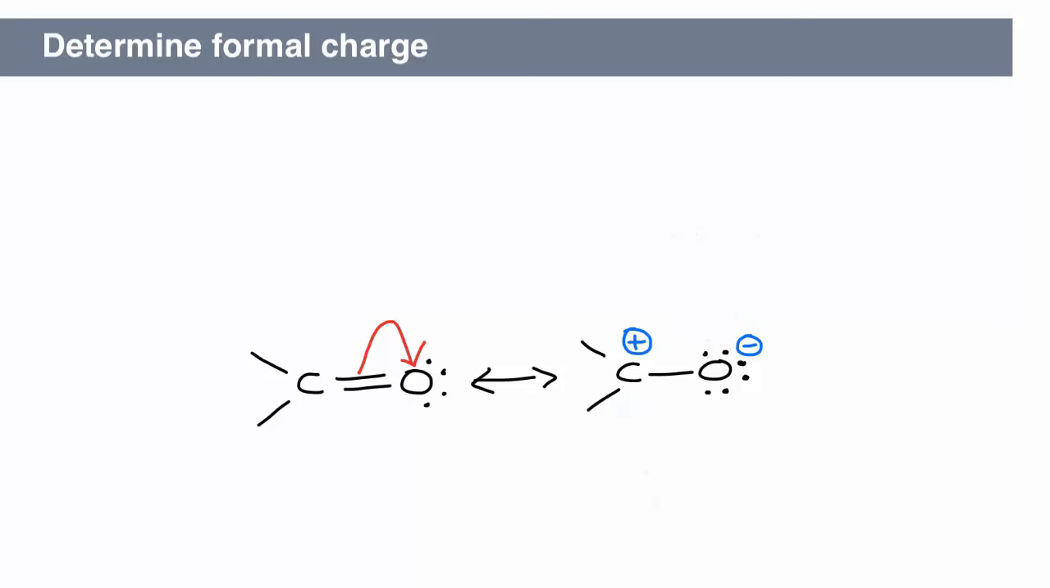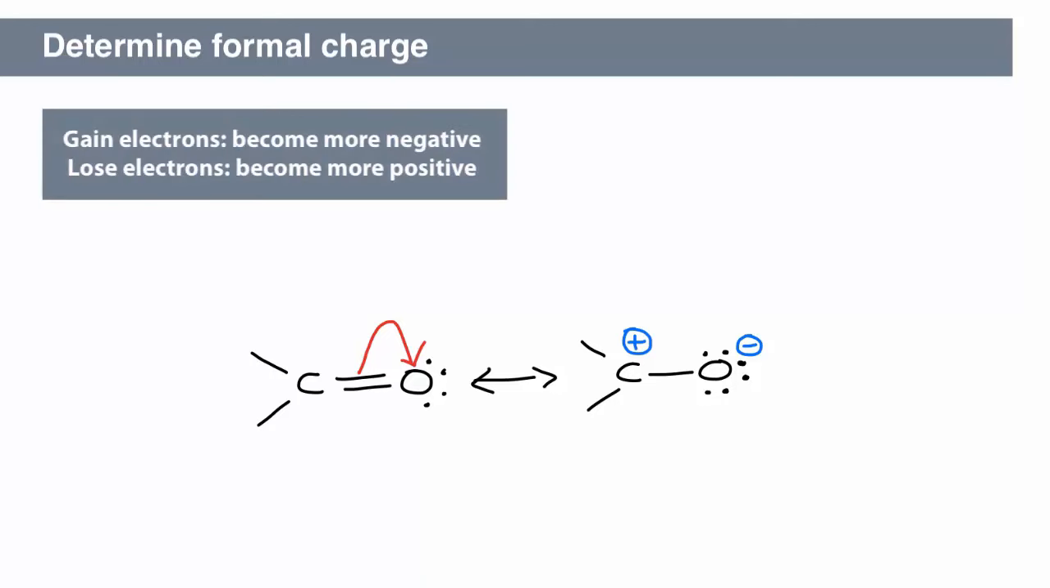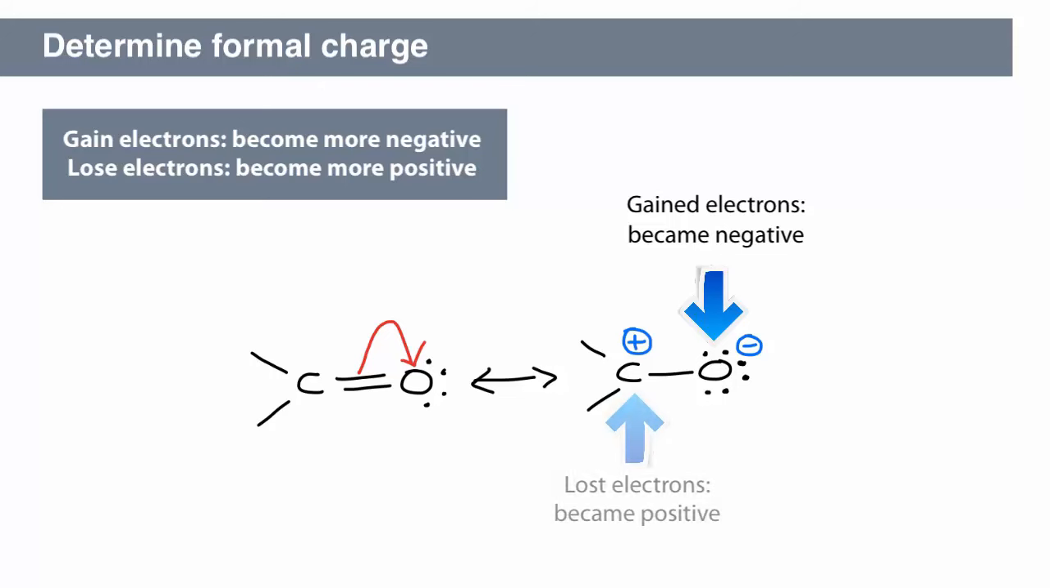We can also look at whether an atom has gained or lost electrons to determine the formal charge. Gaining electrons makes the atom more negative. Losing electrons makes it more positive. In this example, the oxygen started out neutral and gained electrons, so it became negative. The carbon started out neutral and lost electrons, so it became positive.